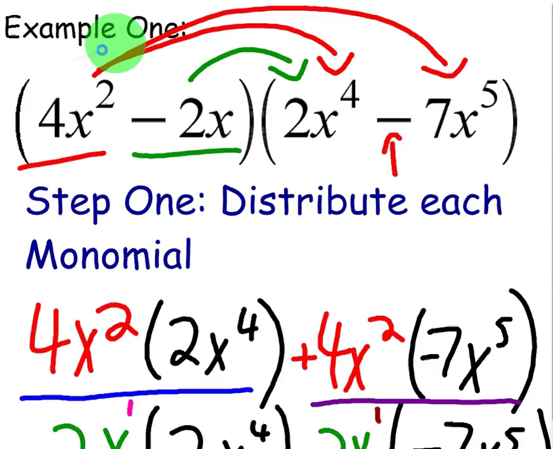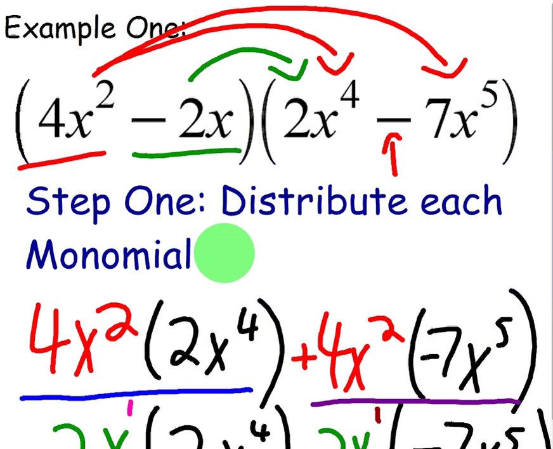All right, so let's actually do an example with variables. So we have 4x squared minus 2x times 2x to the fourth minus 7x to the fifth. So the first step that you're going to do is distribute each monomial. So what that means is you're going to take the first monomial, multiply it by each term in the second. Then you're going to take the second monomial and multiply it by each term in the second polynomial.